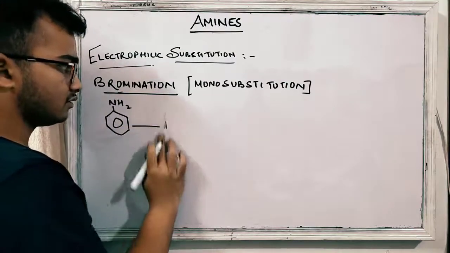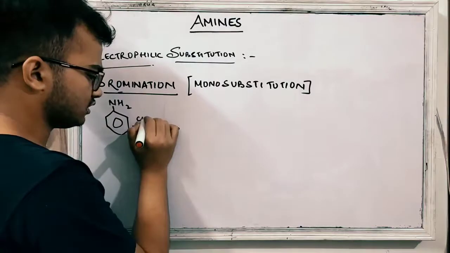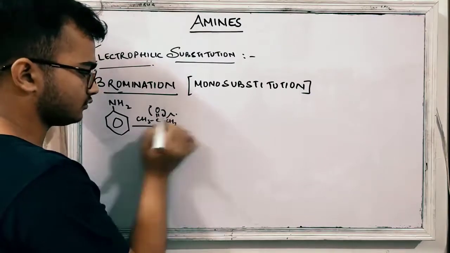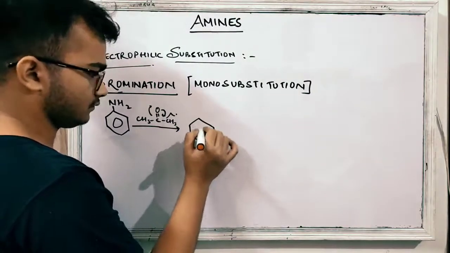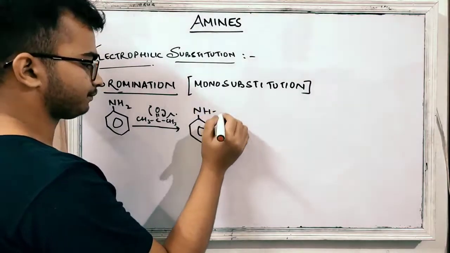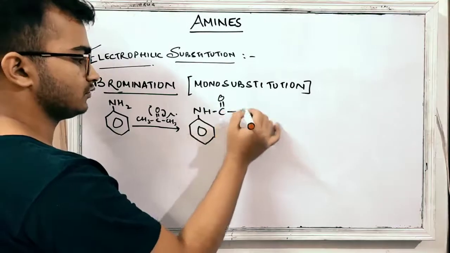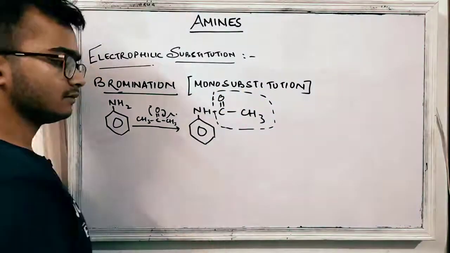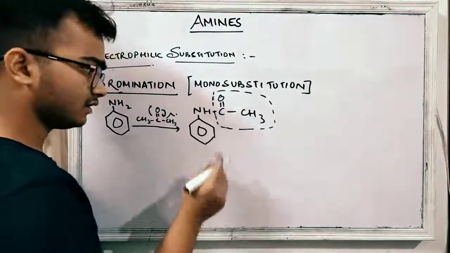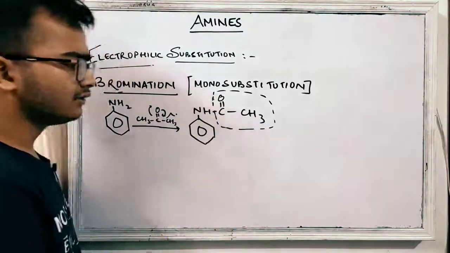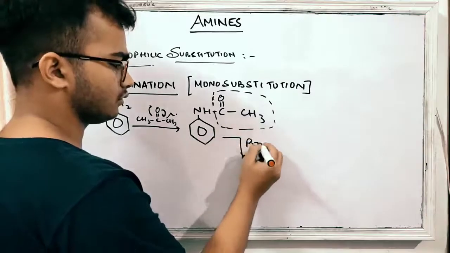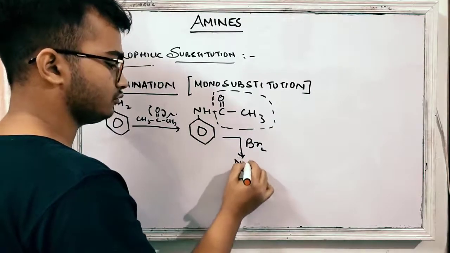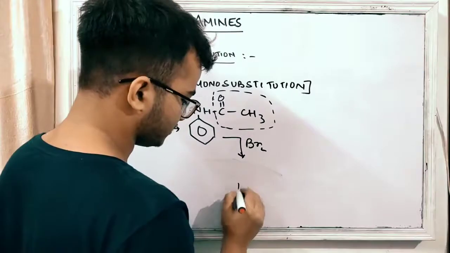We now perform the mono substitution by acylation. So, CH3, C double bond O, CH3. This will move and this will move, this will come out. As a result, what we get here is NH, C double bond O, CH3. So, what happens at this bulky group? This is a bulky group, right? So, this position cannot be attacked because it is becoming very crowded over here. That is called steric crowding. Now if you perform the bromination, you get something like this.